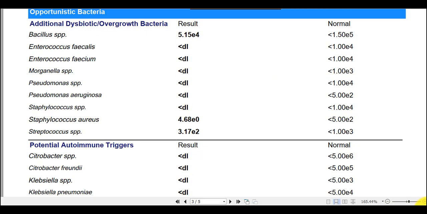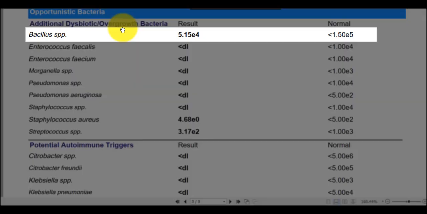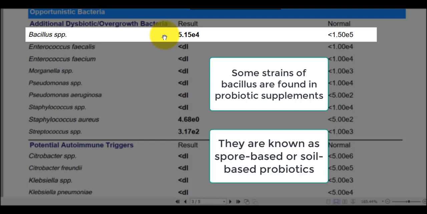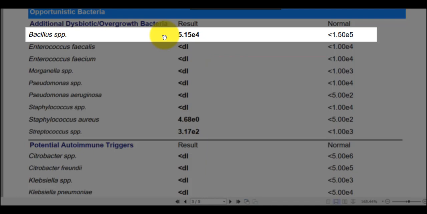We'll now move on to the opportunistic bacteria section, specifically the additional dysbiotic overgrowth bacteria. Although there is nothing outside of the reference ranges listed here, you can see that Bacillus species is detectable. Bacillus are a group of gram-positive bacteria, and some strains are included in probiotic supplements. They are known as spore-based or soil-based probiotics, and high levels not only can be related to supplementation with these probiotics, but also can be related to reduced digestive function, small intestinal bacterial overgrowth, or constipation.